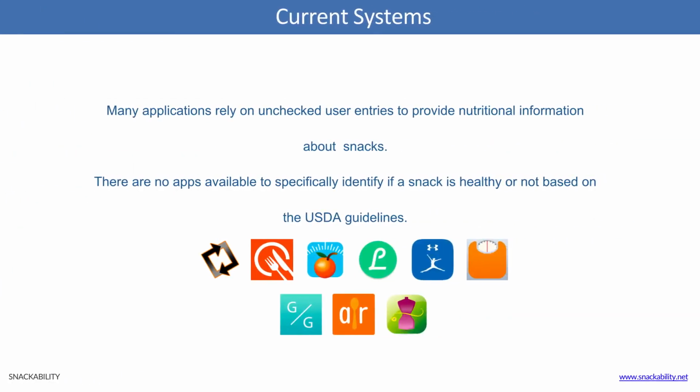So we looked at a whole bunch of current systems and applications. We researched about 22 applications in the market that give similar metrics on snacks and nutritional information, but we found that none of the applications based their results on the USDA guidelines, and many of the applications rely on unchecked user entries to provide nutritional information about snacks.